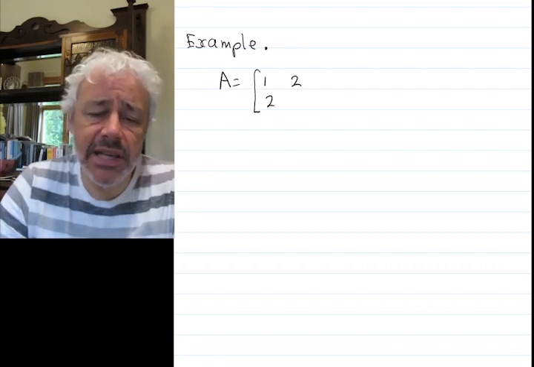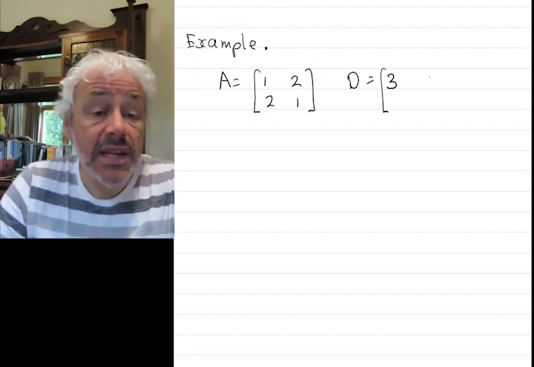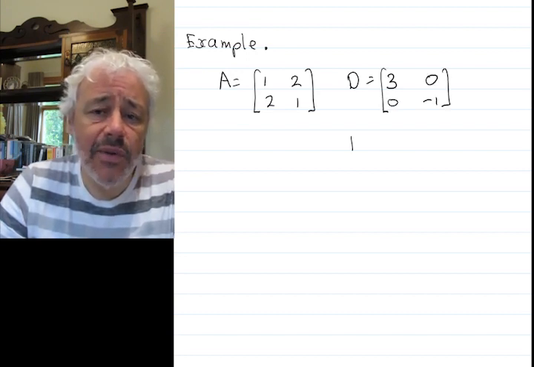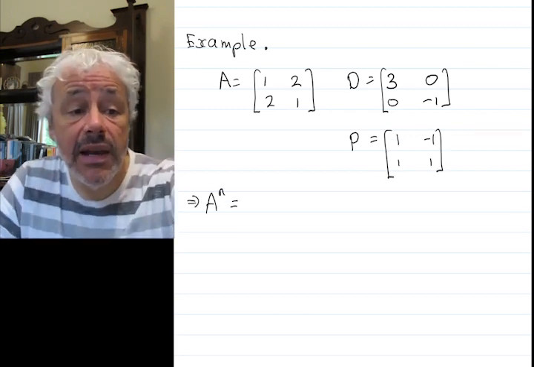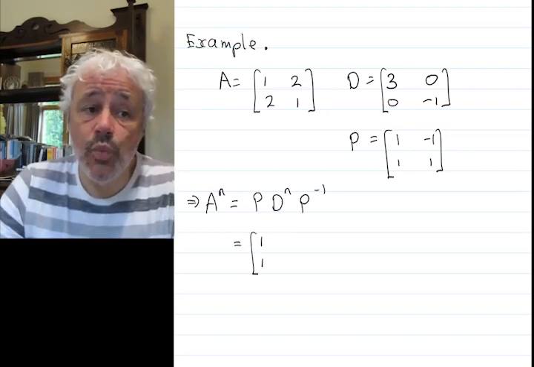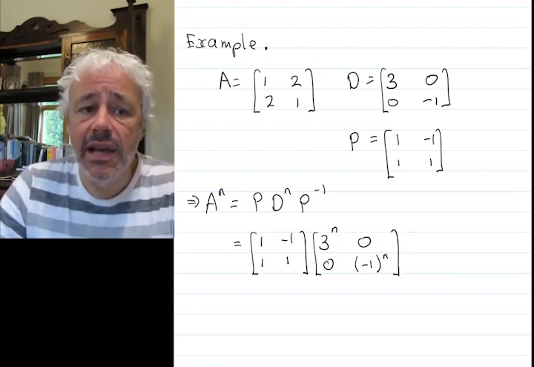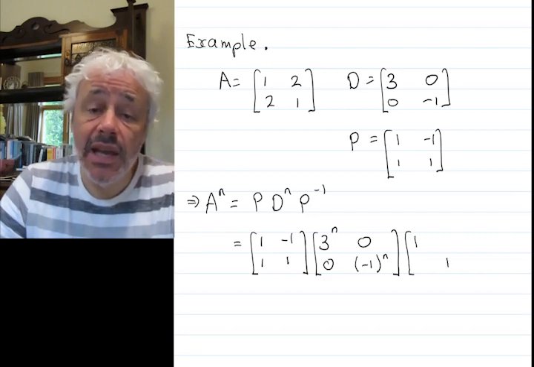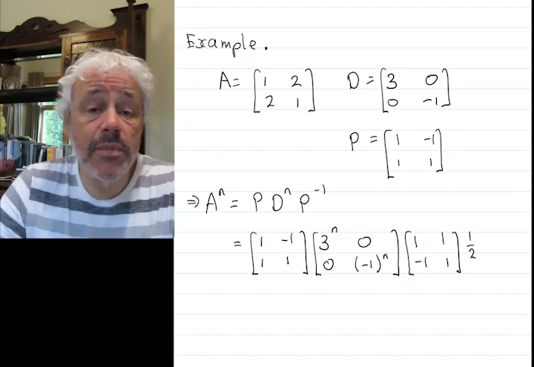I'll take the matrix I had a couple of lessons ago, [1, 2; 2, 1]. Its eigenvalues were 3 and negative 1. Its eigenvectors were (1, 1) and (negative 1, 1). That means A to the power n is P D^n P inverse. That's [1, negative 1; 1, 1] times [3^n, 0; 0, (negative 1)^n] times the inverse of P. The inverse of a 2 by 2 is very easy. You use that formula, 1 over the determinant, that's 1 over 2.